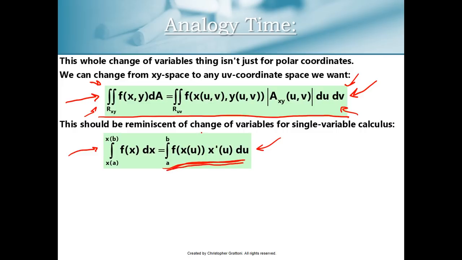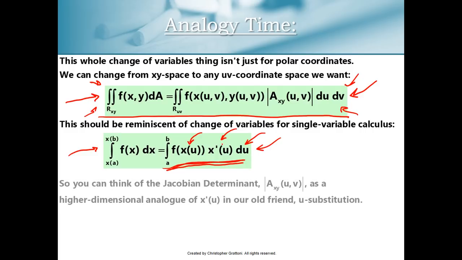You replace all instances of x with an expression that depends on u. You replace your dx with a du, and then to account for the fact that the rate at which x changes is different relative to the rate at which u changes, we have this little x prime of u, a little expression that adjusts for the fact that a small change of x and a small change of u are different relative to each other. So you can think of the Jacobian determinant, the area conversion factor that we've been using.